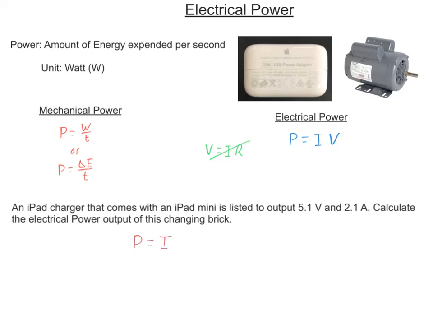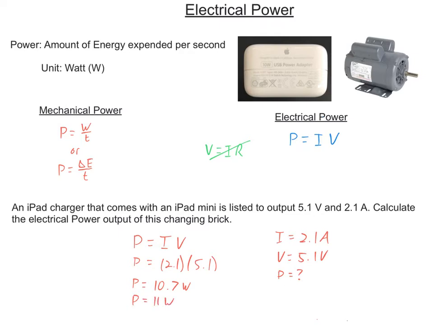P equals IV. Let's make ourselves a variable bank. I equals 2.1 amps. V equals 5.1 volts. That'll let me substitute in. I'm solving for P. P equals question mark. So power equals 2.1 times 5.1, which gives me a power rating of 10.7 watts. With significant figures, that would become 11 watts.